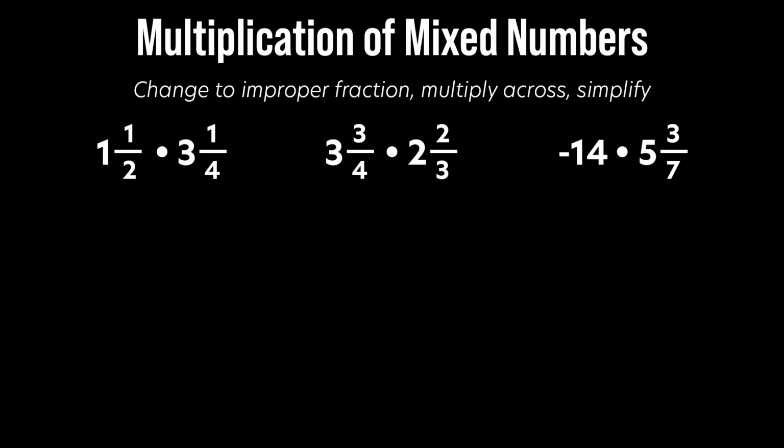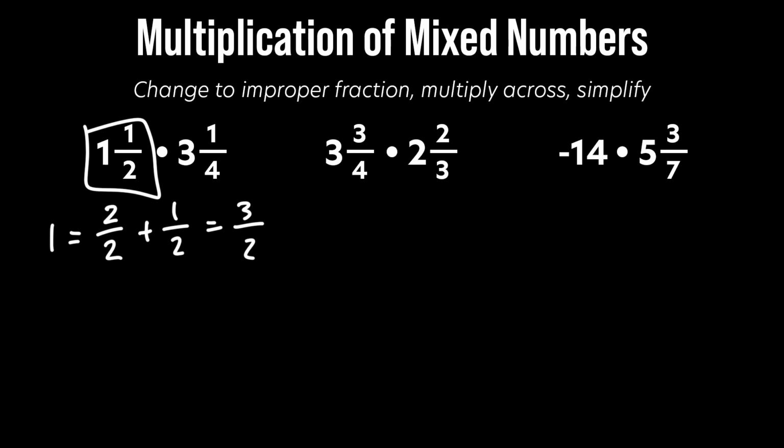So first we have 1 and 1/2. So to change this into an improper fraction, we want to rewrite 1 in terms of being out of 2 because our fraction is 1/2. So we know 1 is the same as 2 over 2. And so if we add this with 1/2, then we get 3 over 2. So our first improper fraction is going to be 3 over 2. 1 and 1/2 is equivalent to 3 over 2.